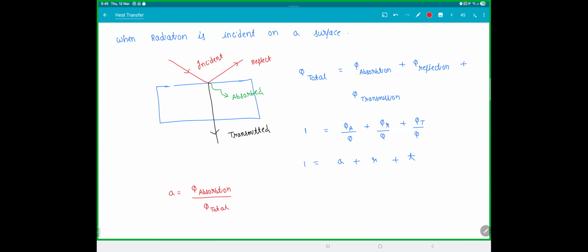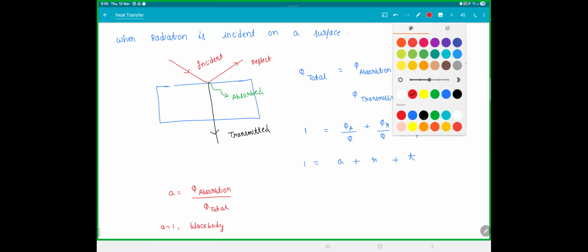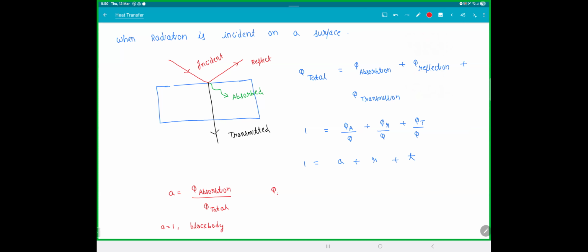So the absorptivity, A, will tell you how much the body will completely absorb. If A is equal to 1, it's called a black body. We'll talk about that in the next page. That means if we have a black body, then whatever falls on it, everything will get absorbed. Then R is Q reflection by Q total.